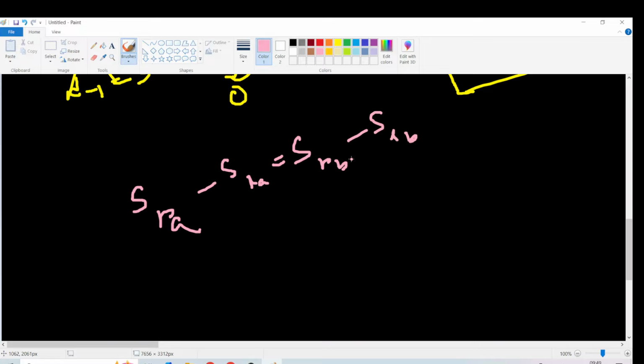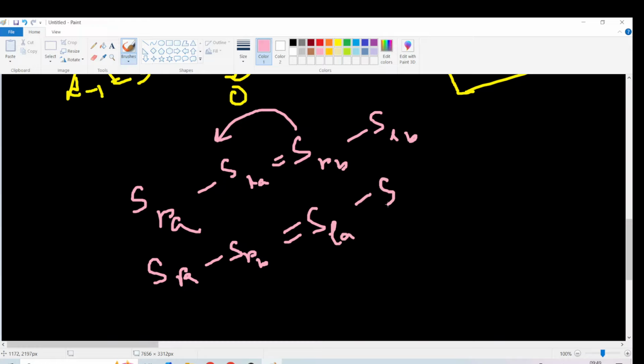Now let's take this RB towards this side. So we can say that S of RA minus S of RB equals S of LA minus S of LB. We can write this. So we can see that this is a combination: S of RA minus S of RB, like we are comparing these values.